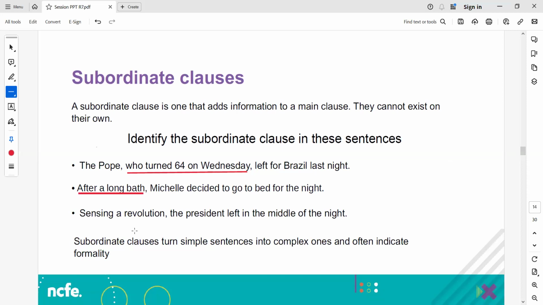Good. Sensing a revolution, the president left in the middle of the night. Sensing revolution. Good. So that part does not make sense on its own. It's additional information. It tells us why the president left in the middle of the night, but the sentence, the president left in the middle of the night, would make sense on its own. Subordinate clauses turn simple sentences into complex ones and often indicate formality. So, yeah, those longer complex sentences are an indication of formality.